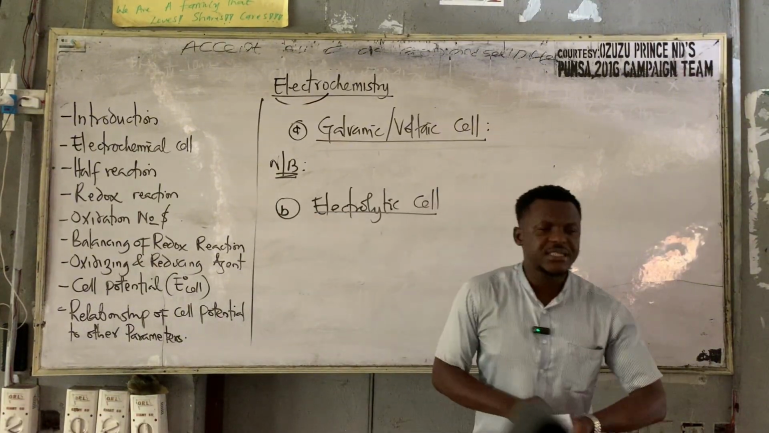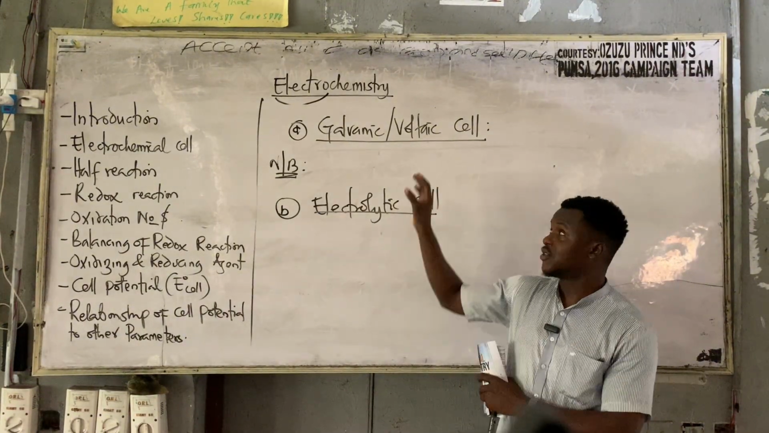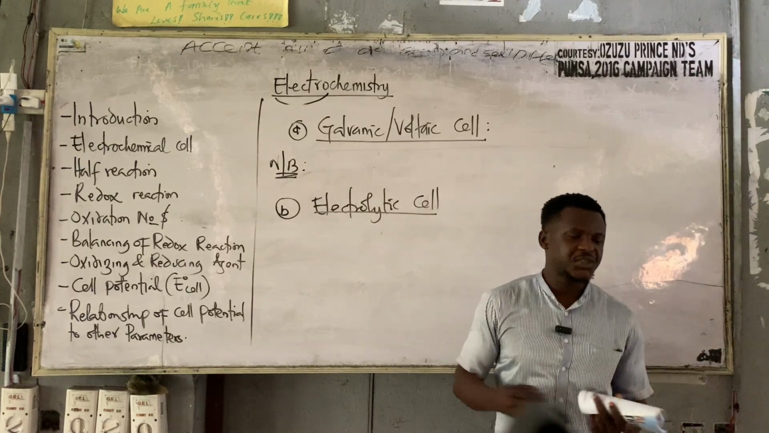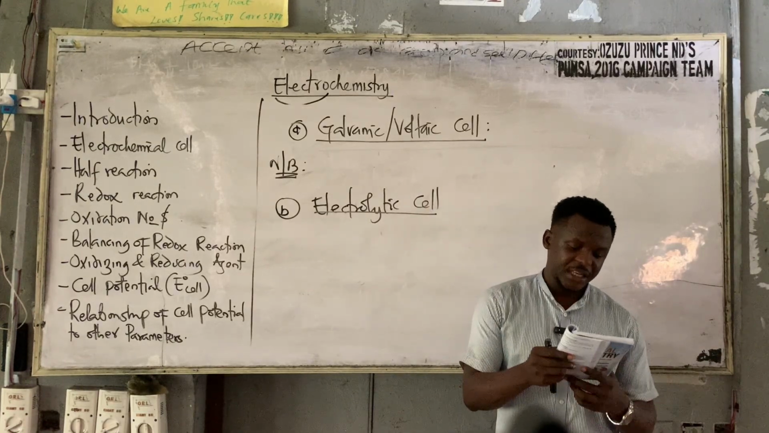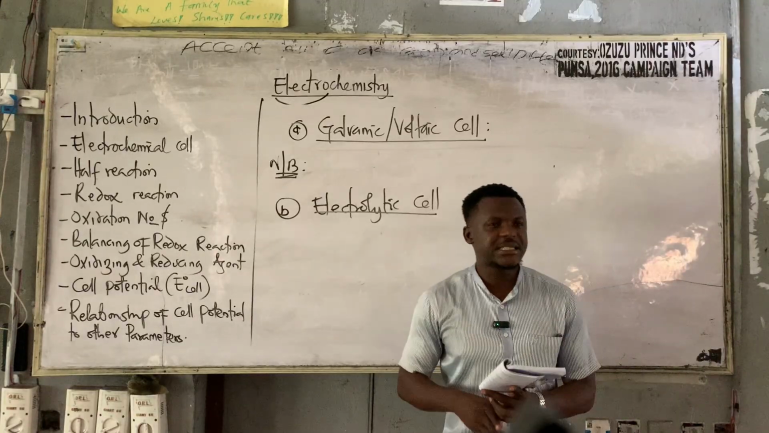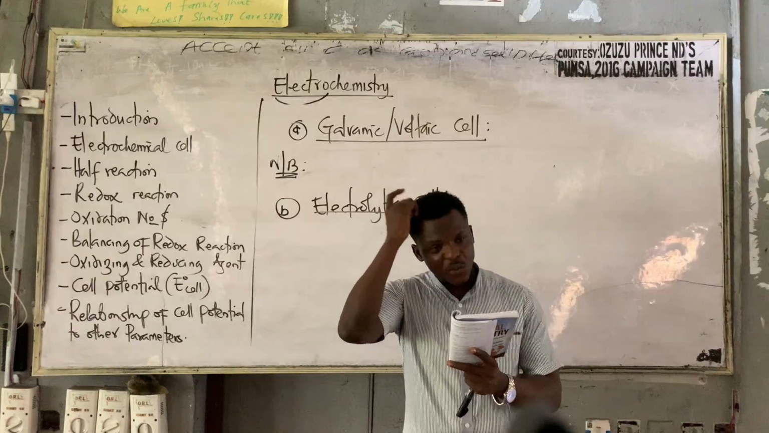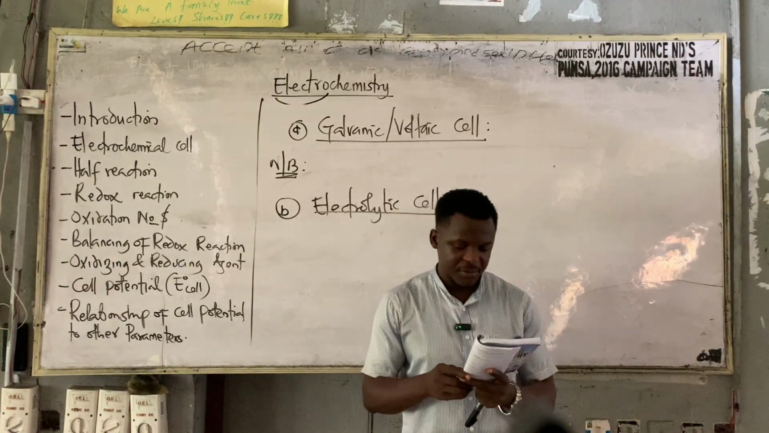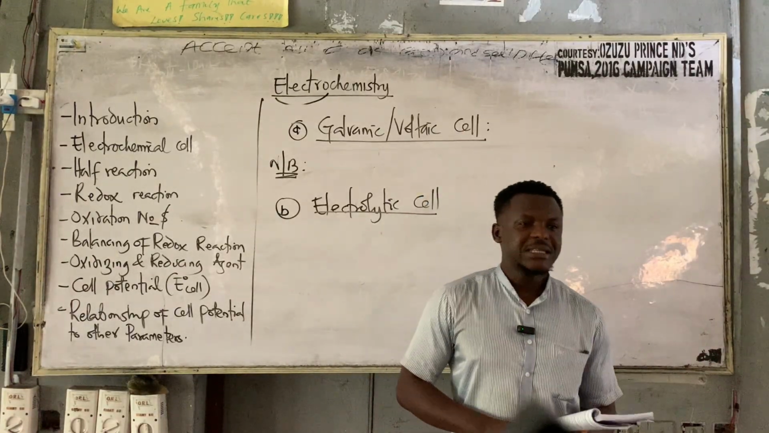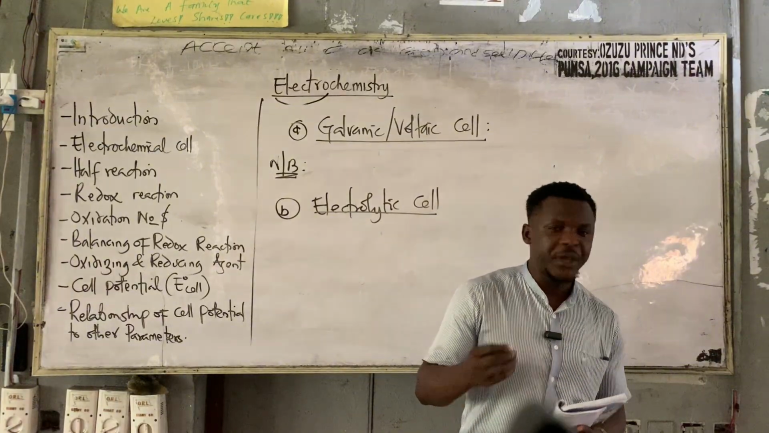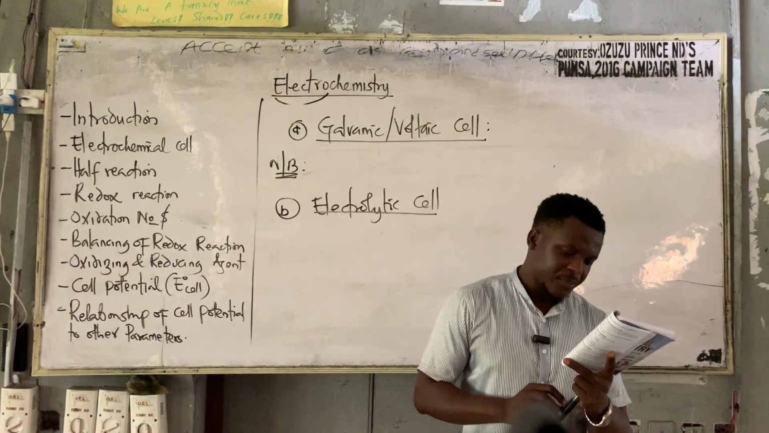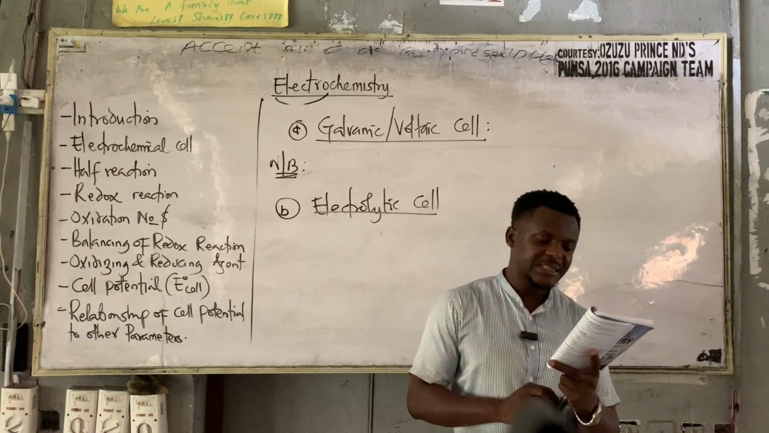Now let's talk about the electrolytic cell. Based on what I just told us, you can actually make out something for this one, but let me just define it. Please put down: an electrolytic cell is a type of electrochemical cell in which electrical energy causes a reaction to take place inside the cell.